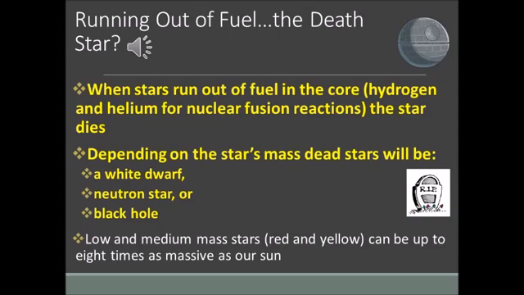When it starts to run out of fuel in the core, hydrogen and helium in the nuclear reactions, the star will start to die. Again, depending on the mass of the star, it will turn into a white dwarf or a neutron star or a black hole. Low and medium mass stars, the red and the yellow, can be up to 8 times as massive as our sun.